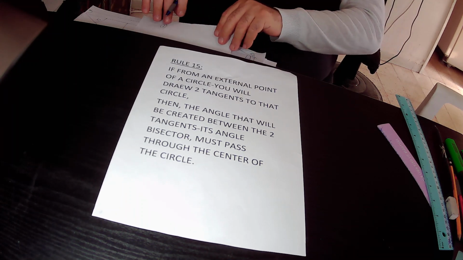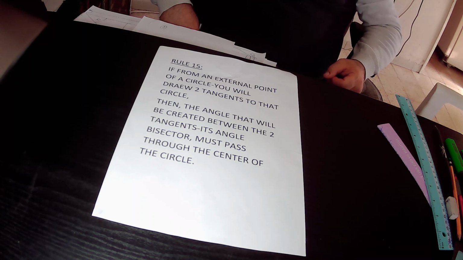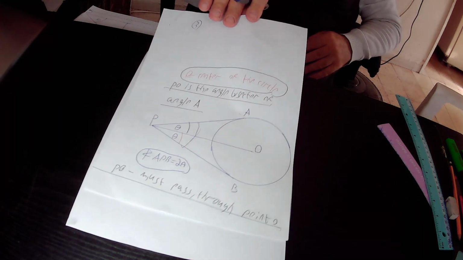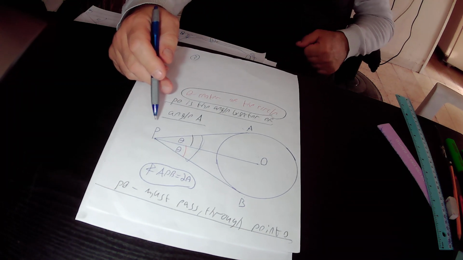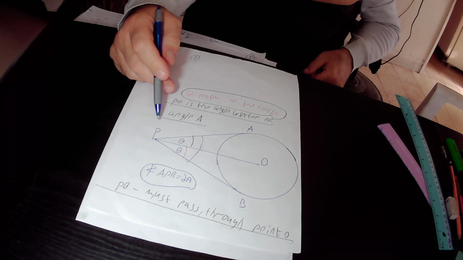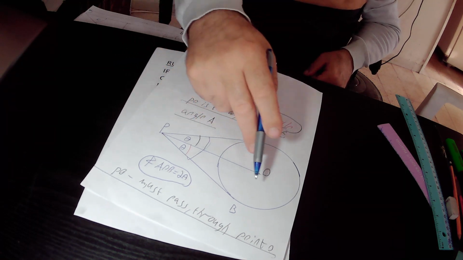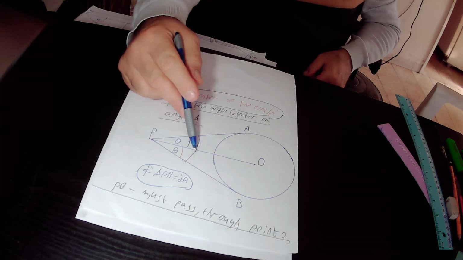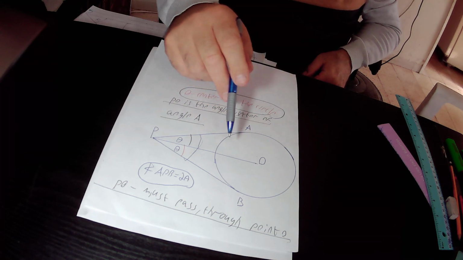According to rule 15, from an external point of a circle, you draw two tangents to that circle. This is the common external point, point P. From this common external point, point P, we draw two tangents to this circle, tangent PA and tangent PB. By drawing the two tangents PA and PB, we get this angle. This is angle APB that was created by drawing tangent PA and PB to this circle.